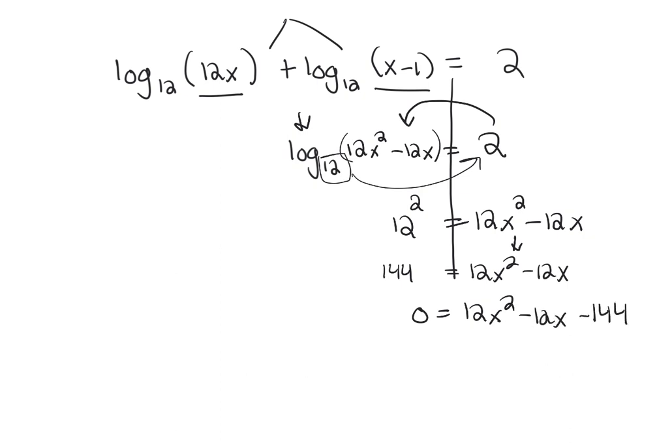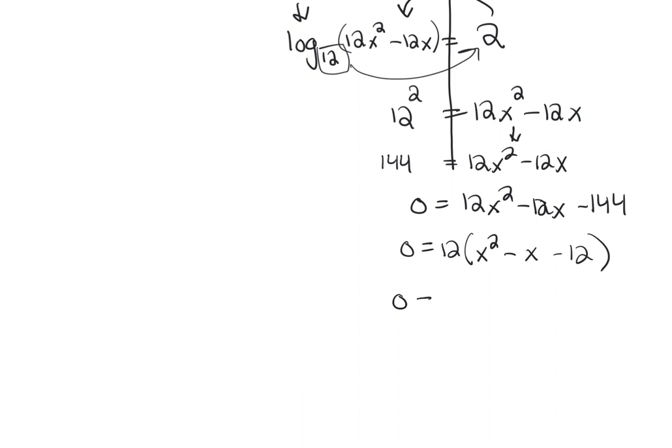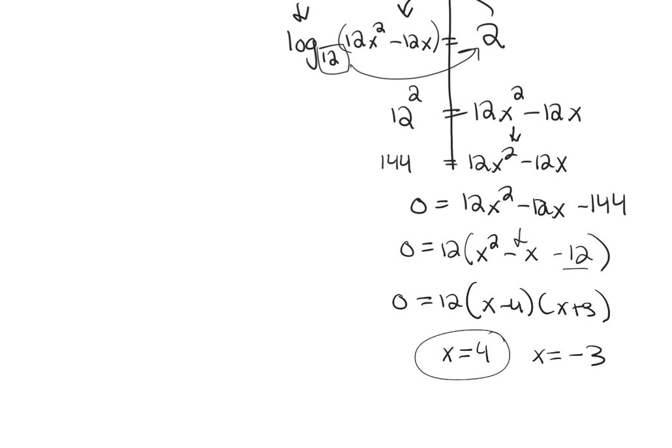Now quickly you should see there's a GCF of 12. So let's take 12 out. So let's factor this. Factors of negative 12 that add up to negative 1 would be x minus 4 and x plus 3. So solutions will be x equals 4 and x equals negative 3. So there are my two solutions, but let's plug them back in and see what happens.